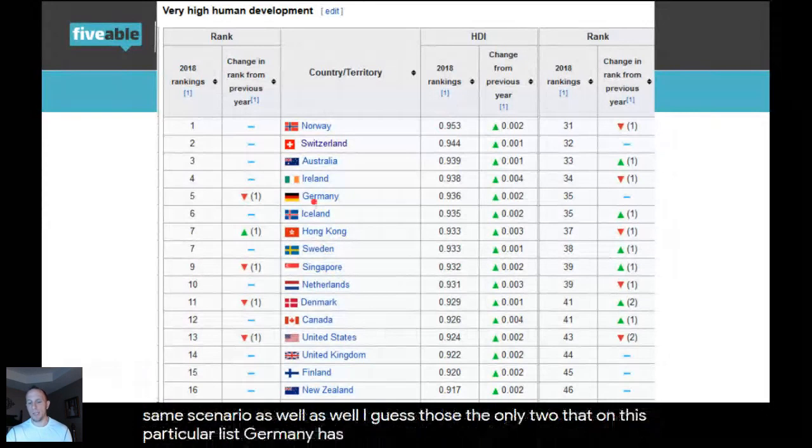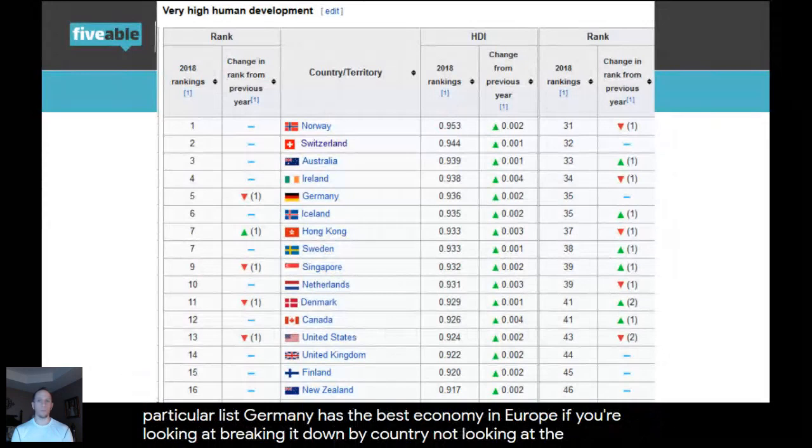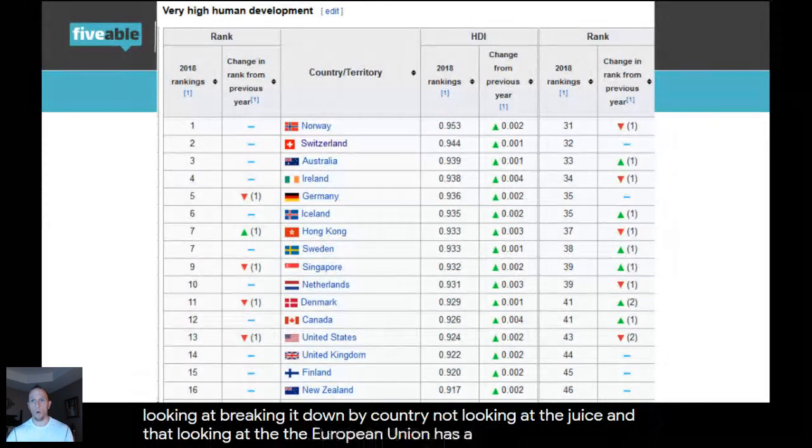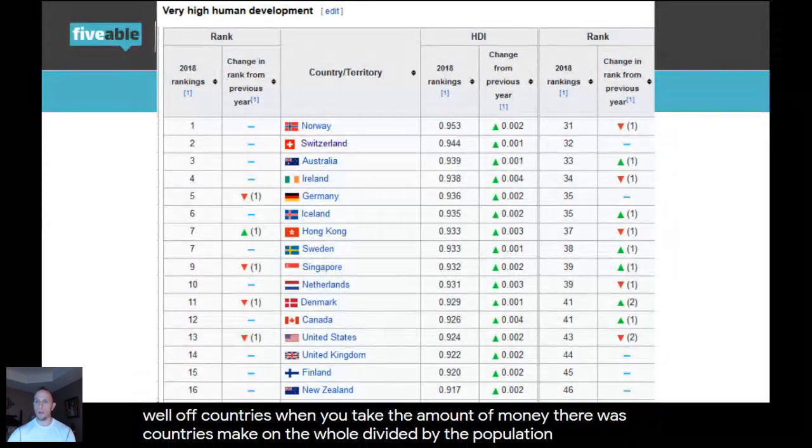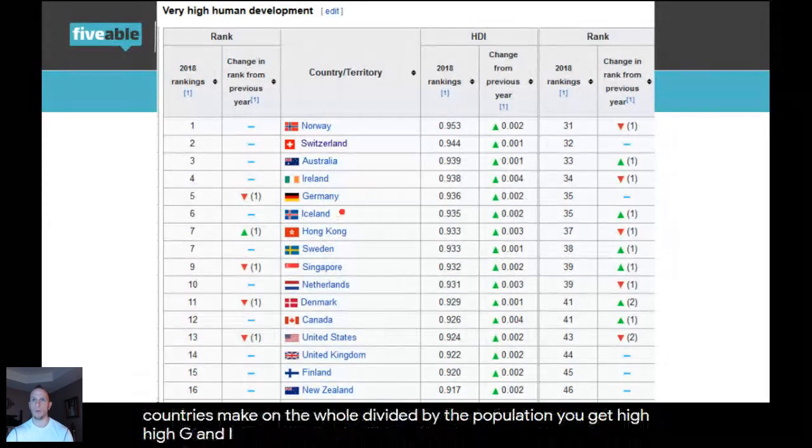Germany has the best economy in Europe if you're looking at breaking it down by country, and not looking at the European Union as a whole. So these are really well-off countries. When you take the amount of money those countries make on the whole and divide it by the population, you get high GNI, just like what we looked at earlier, or GDP.